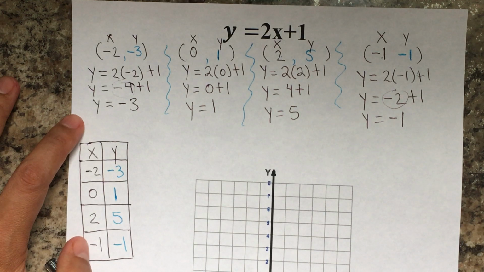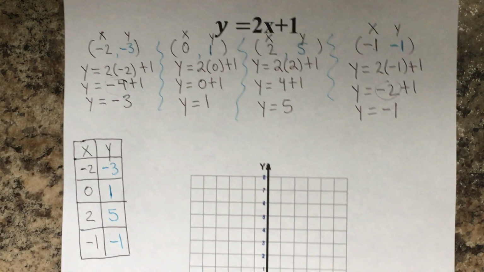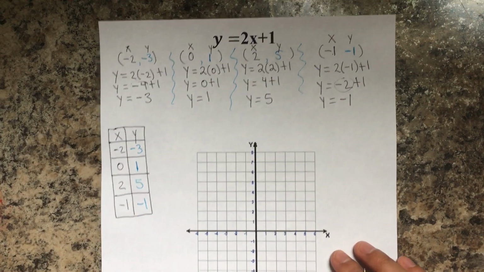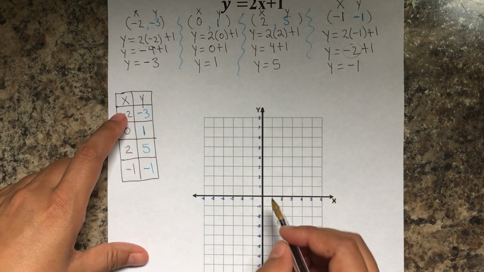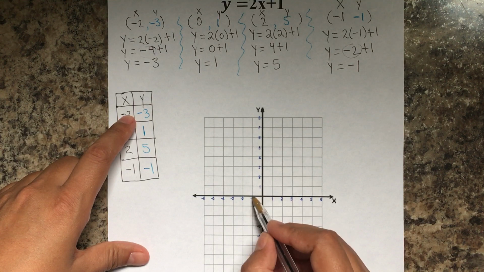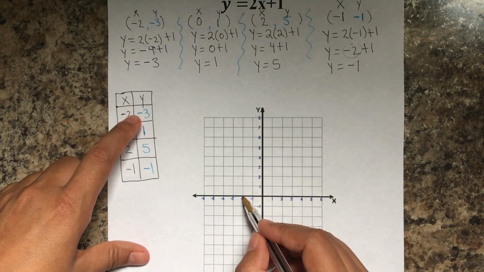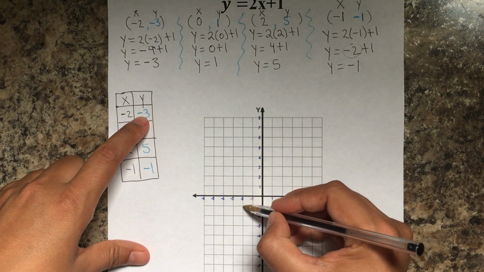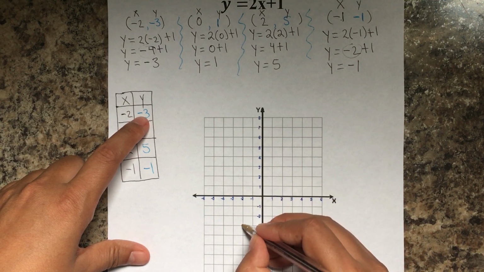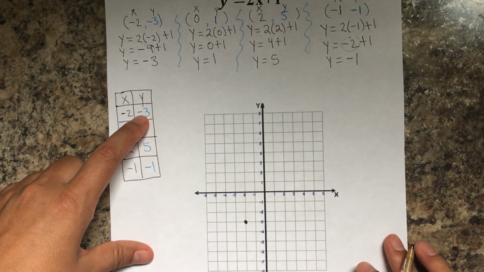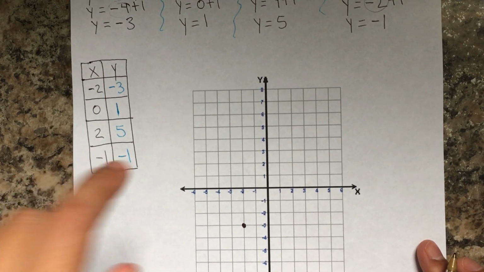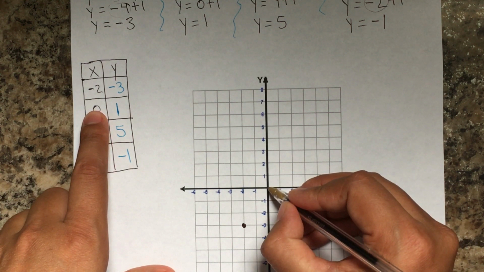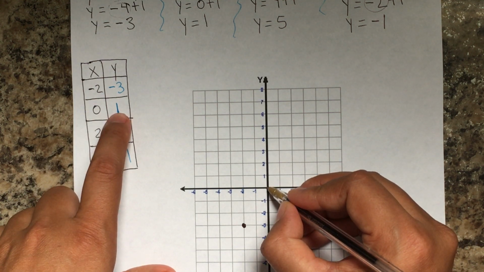Now we're ready to graph. And again, this is a linear equation, so those points should align. The first point is negative 2 for x, so 1, 2, you go left. Negative 3 for y, so you go down. 1, 2, 3. That's my first point. For the second point, you don't move on x, you stay there, but you move on y, which is either up or down. Since it's positive, you go up.